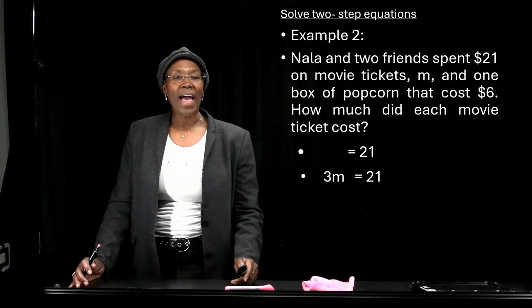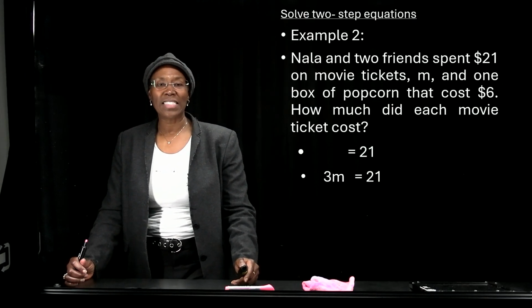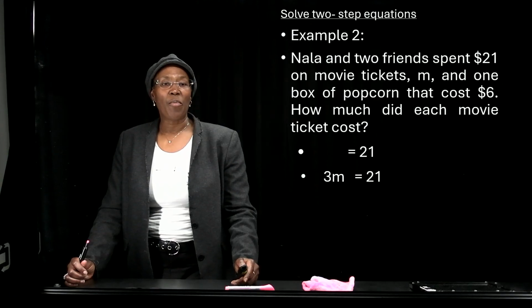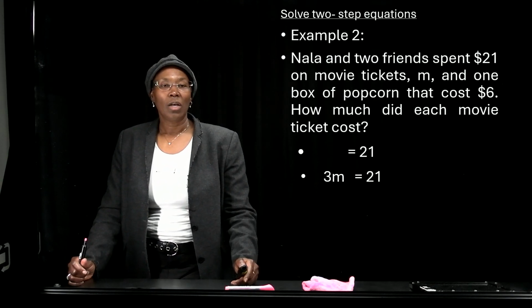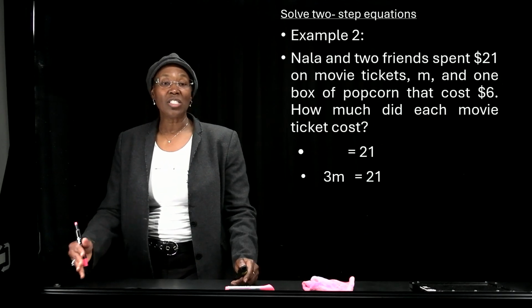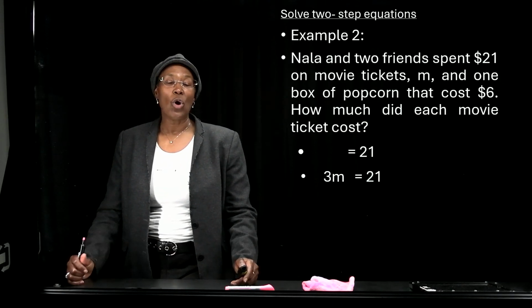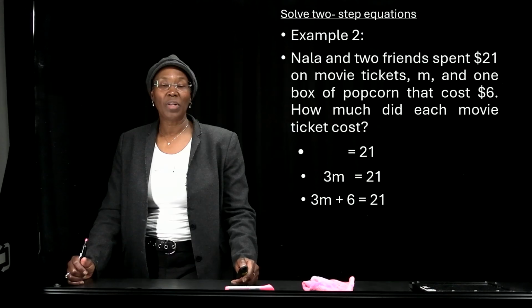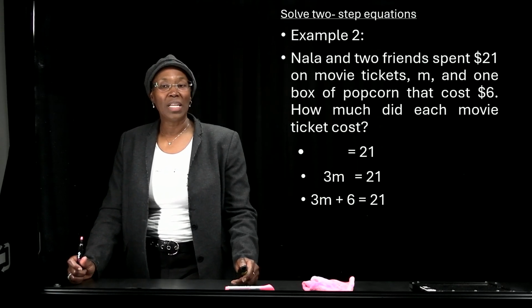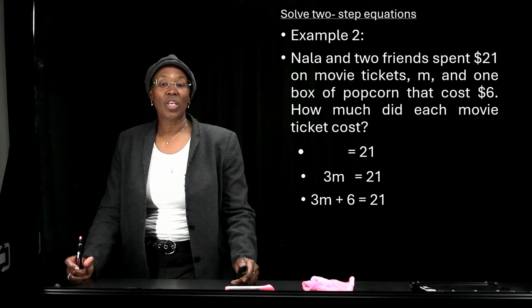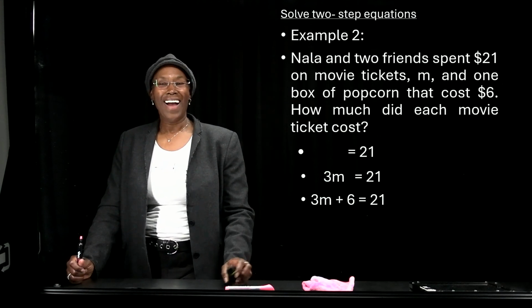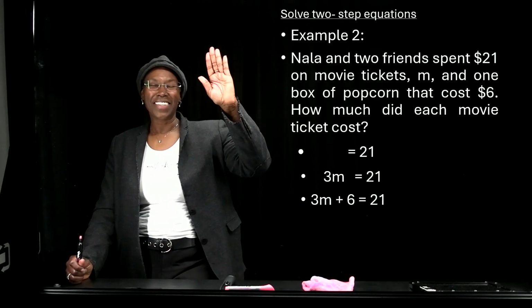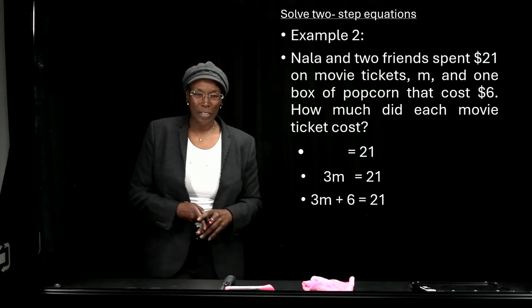Now that we have that, we're going to look at the last part of that sentence that says they bought one box of popcorn that cost $6. So the $6 plus the movie tickets is equal to $21. So to complete our two-step equation from this word problem, we add plus 6 to the left. So the equation becomes 3M plus 6 equals 21. All right, who got that? Who got that? Very good, very good.